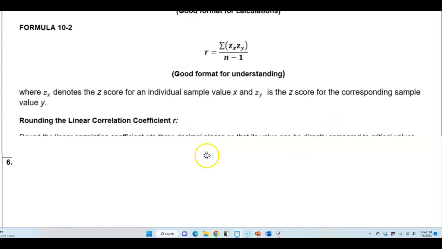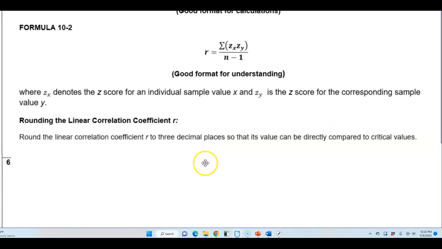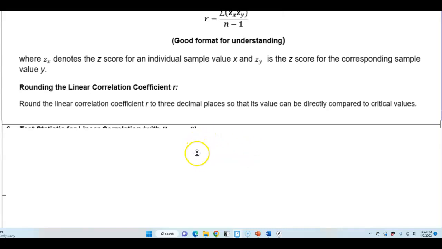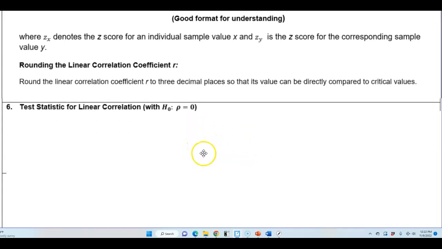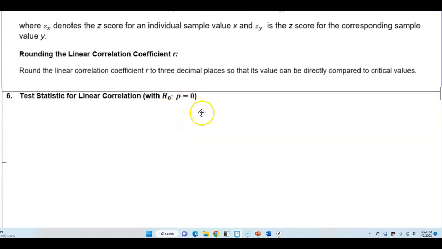And then rounding the linear correlation coefficient r. You round the linear correlation coefficient r to 3 decimal places so that its value can be directly compared to critical values. Number 6, the test statistic for linear correlation, with the null being that rho is equal to 0.